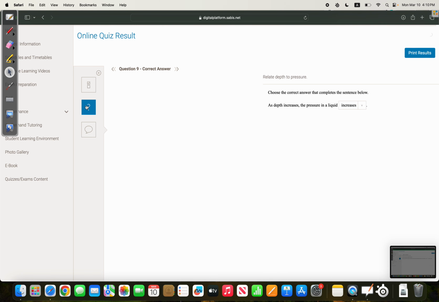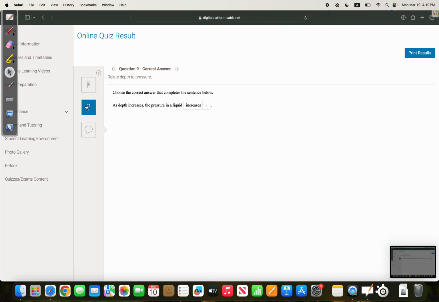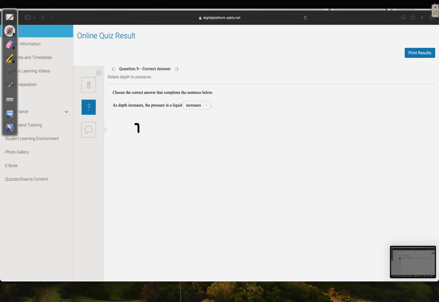Number 9. As depth increases, the pressure in a liquid increases. Now look at the rule, rho g h is equal to pressure. Everything is directly proportional to pressure except gravity, because it stays constant, it doesn't change.